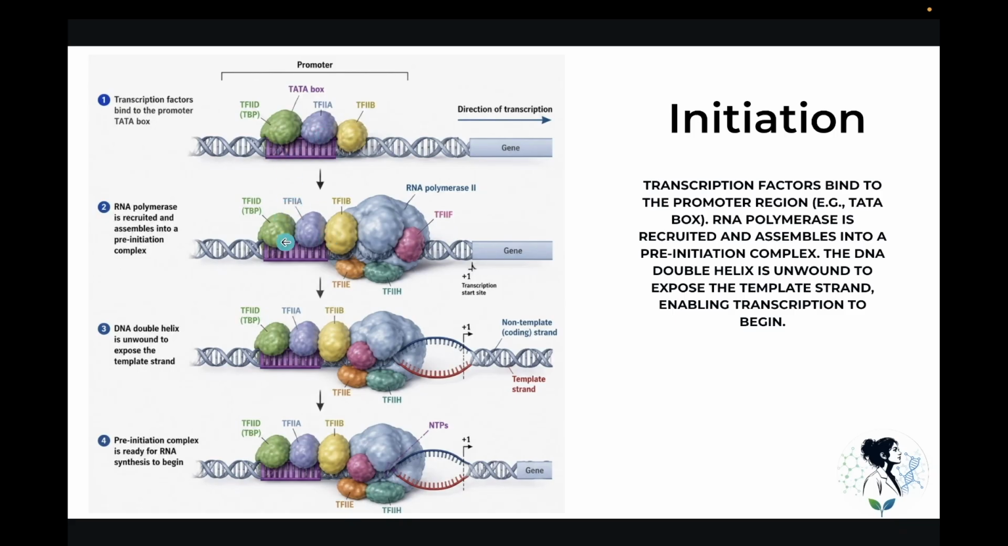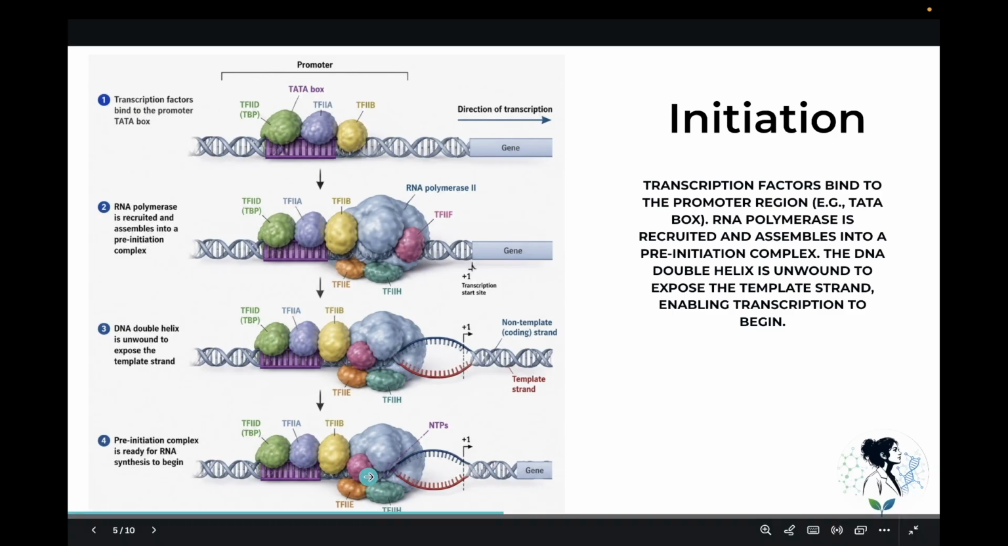Upon this, other factors like TFIIF with RNA polymerase are recruited, then TFIIE and TFIIH are recruited to the TATA box site. Once these factors are recruited, RNA polymerase unwinds the DNA and exposes the template strand, which is 3' to 5', for the RNA synthesis. Now this is the initiation complex and is ready for RNA synthesis.